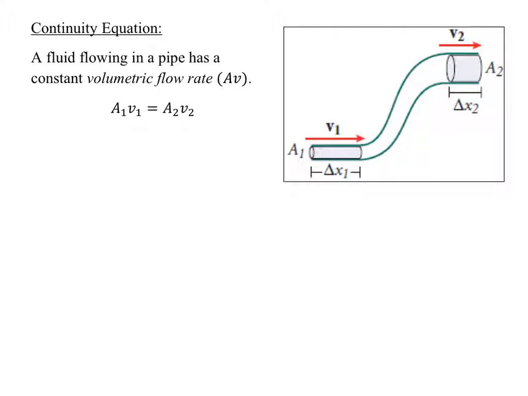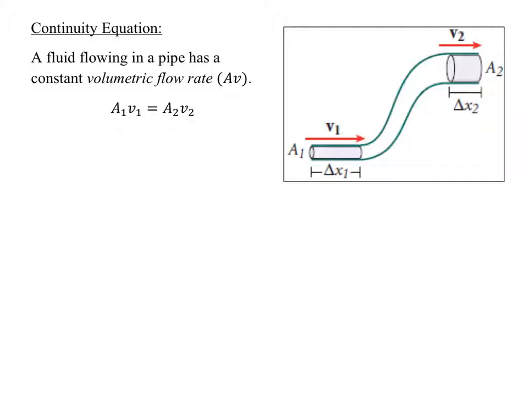All right, let's talk about the continuity equation. There we go. The continuity equation. This explains why when you use a nozzle at the end of a garden hose, the water can shoot further or it could spray.